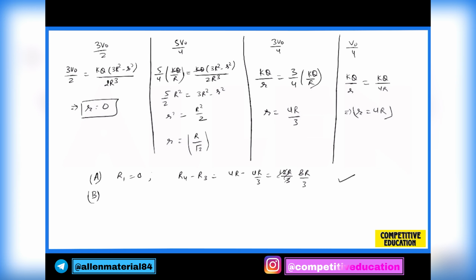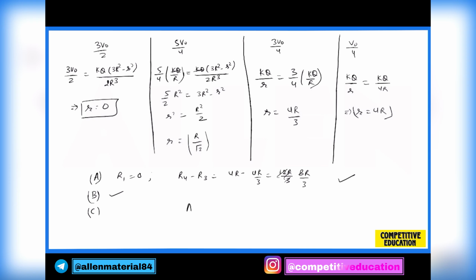This is also correct. Now let us check option C. In option C, we are given R1 equals 0 and R2 is more than R4 minus R3. This is incorrect, we have seen. And in option D, R1 is not 0. It is incorrect. So our answer is either option A or option B.